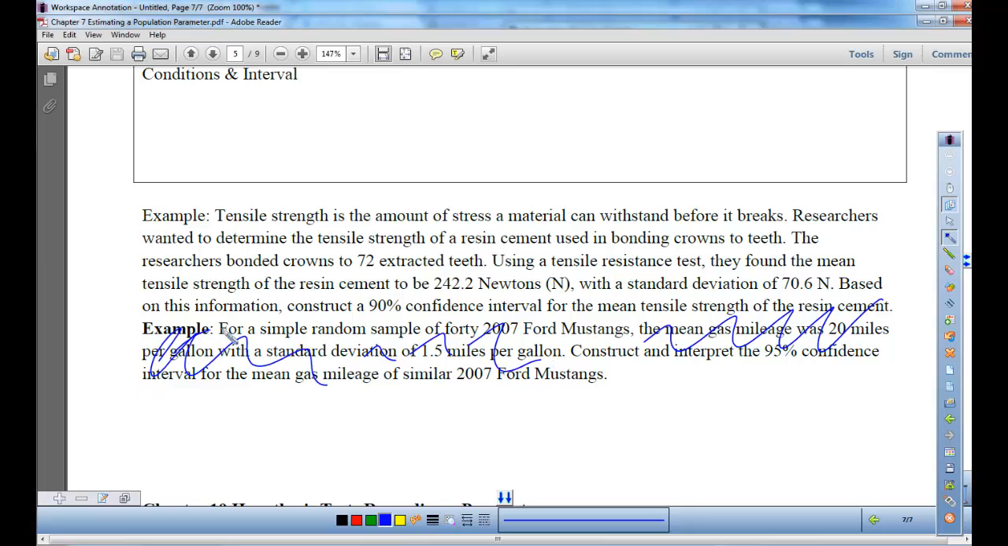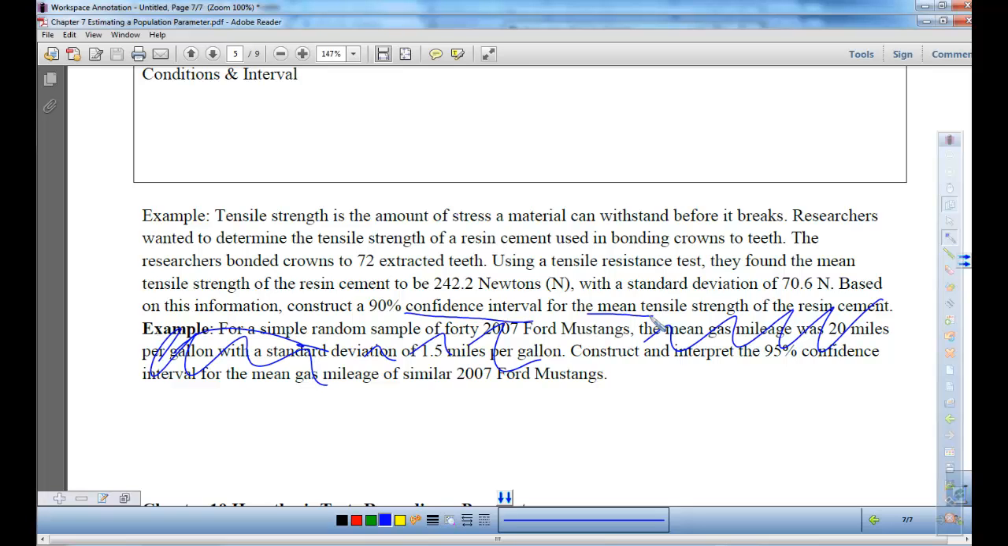All right, so we're doing a confidence interval for the mean, right? And so we need to ask ourselves, do we know sigma? Does that come from a population? No. Okay, so we don't know sigma.